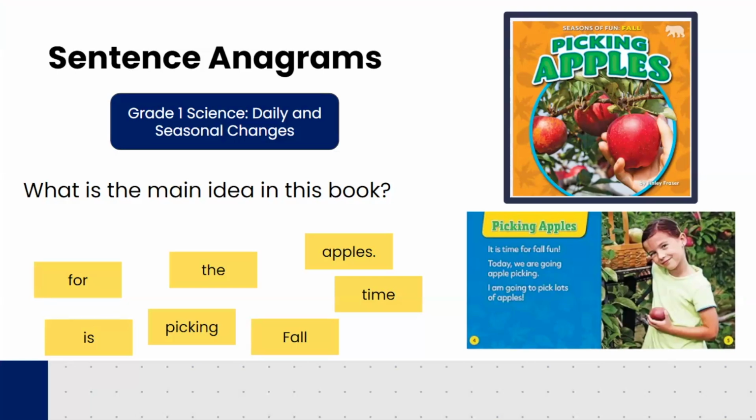Can you unscramble this simple sentence? Pause the video here if you want to try it out. The sentence should read, "Fall is the time for picking apples."